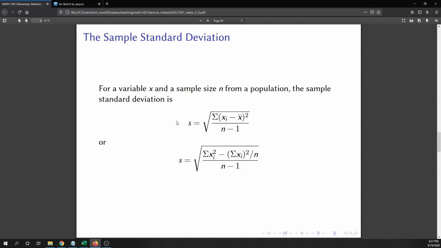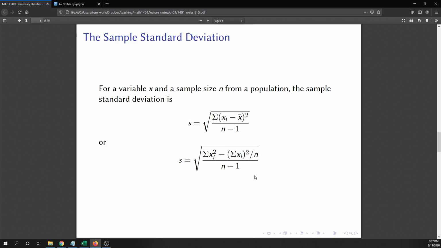The symbol for the sample standard deviation is a lowercase s. Okay, and here are the two formulas that we talked about. This first formula is how it's defined, right? And the second formula is the one that I said I prefer for making computations. To me, it's easier to make the calculation. You can use whichever one you want, it's fine, but I highly recommend using this second one here.